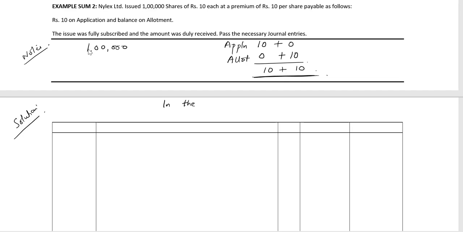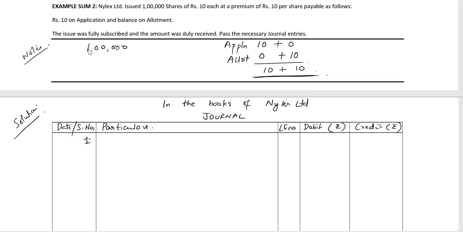In the books of Nilex Limited, journal, date / serial number, particulars, LF number, debit rupees and credit rupees.